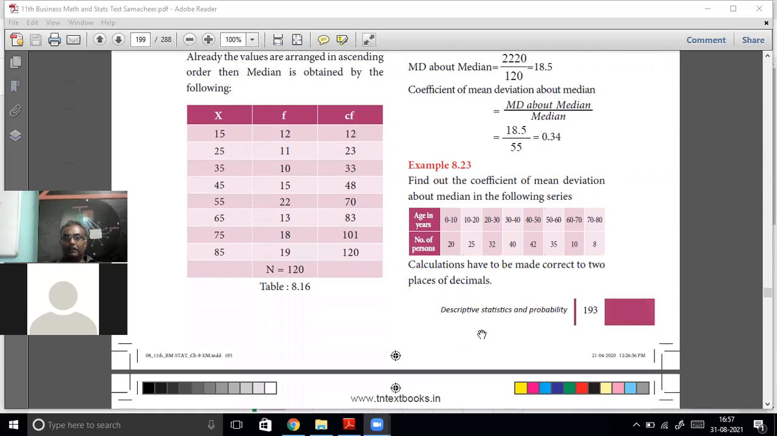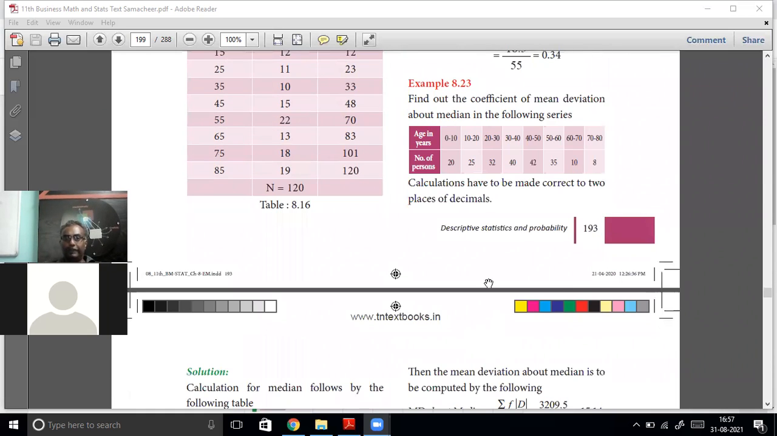Okay. Now let us look at example 8.23. Find out the coefficient of mean deviation about median in the following series. This is also about the median. Here also you have to take cumulative frequency, but in this case it is class data. So in class data, x is equal to the midpoint. Remember, x is the midpoint.